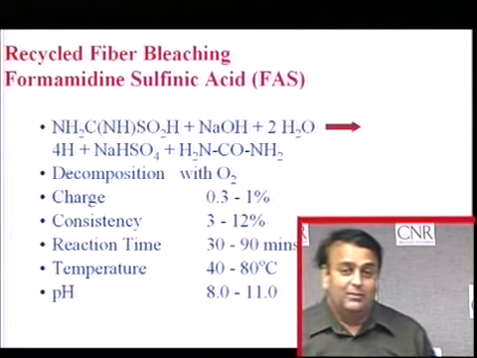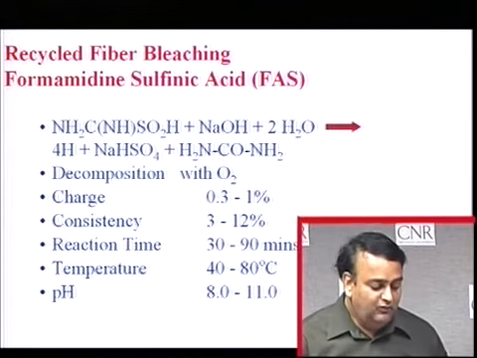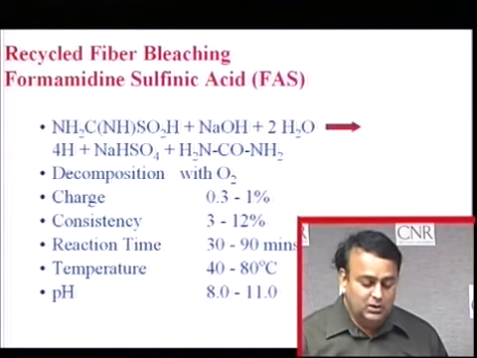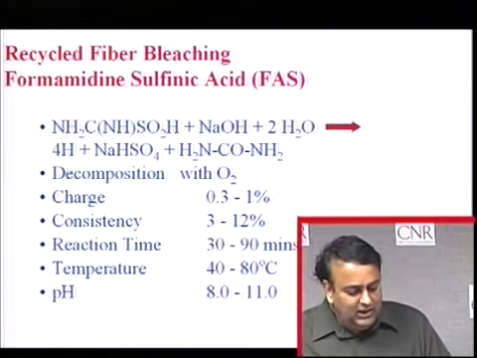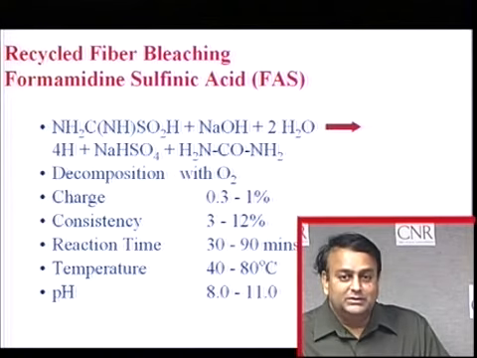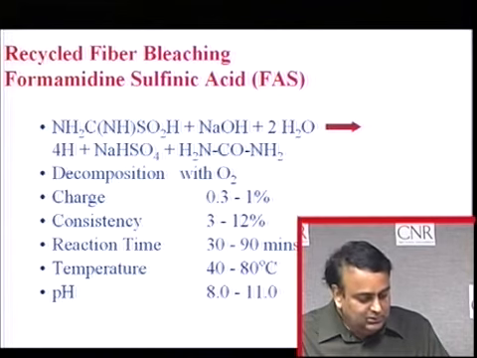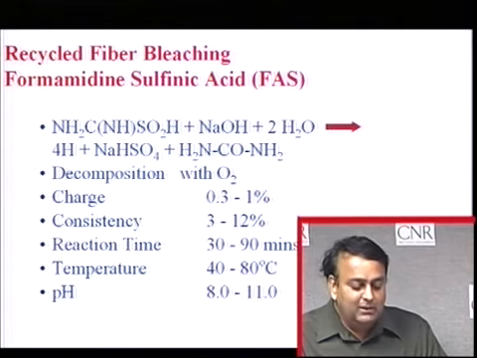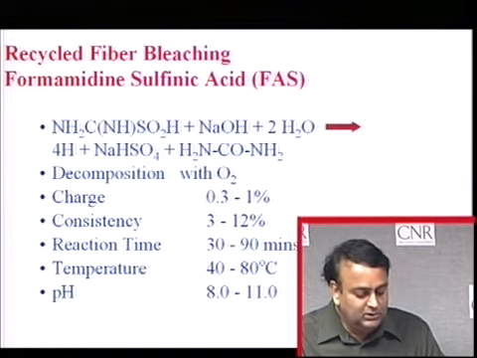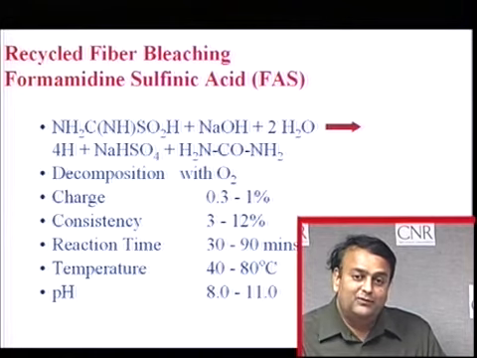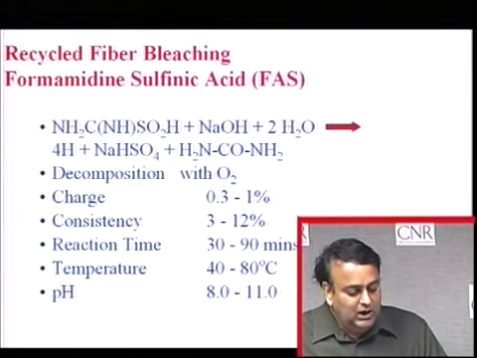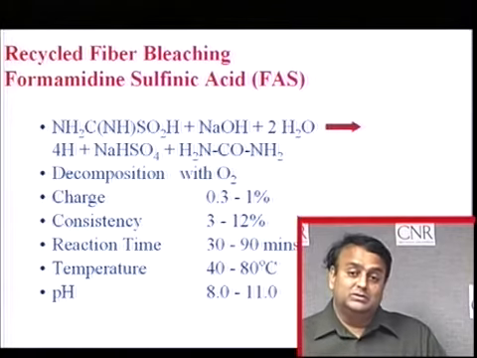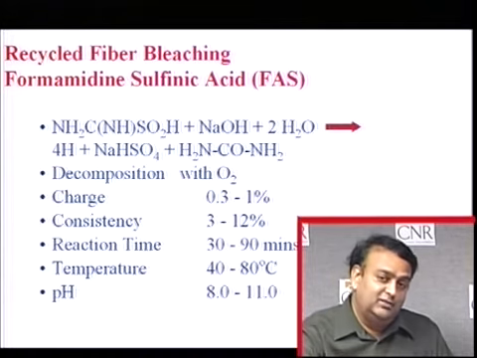Next reductive chemical used is formamidine sulfenic acid. It's called FAS. FAS chemical reacts with caustic and it gets activated by caustic. Like any other reductive chemical, it decomposes with the oxygen. Charge typically used is 0.5%, 0.3 to 1% range I have seen. And there is some amount of caustic that goes with every pound of FAS you put in.